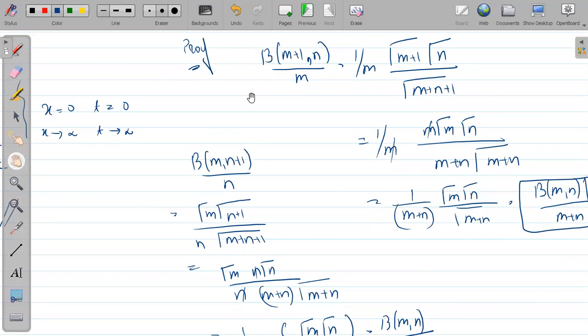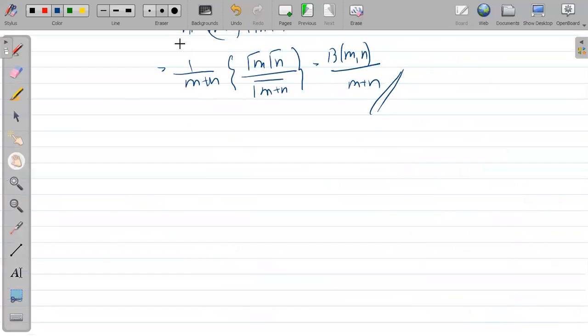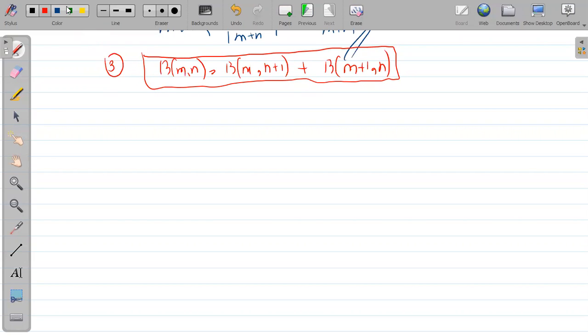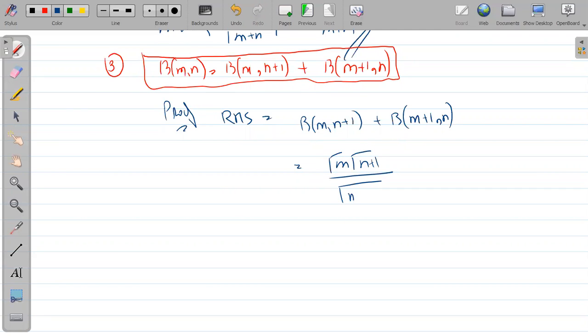Let me write property number 3 also. Application number 3: Beta of m comma n can be written as beta of m comma n plus 1 plus beta of m plus 1 comma n. Simple but important property. Proving it is very simple. Let's prove it from the RHS, because it will be simpler. So whatever it is, beta of m comma n plus 1 plus beta of m plus 1 comma n, which is gamma of m into gamma of n plus 1 by gamma of m plus n plus 1, plus gamma of m plus 1 into gamma of n by gamma of m plus n plus 1.